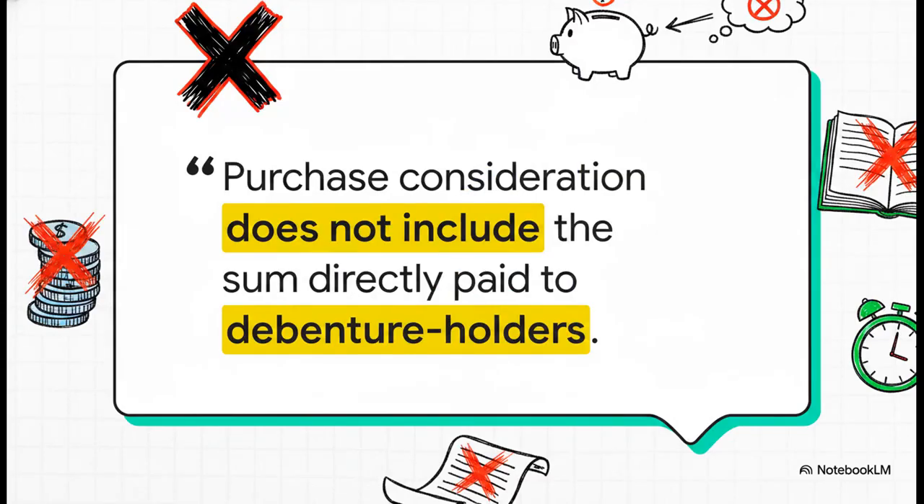Now listen closely, because here is a massive examiner trap. If you include debenture payouts in your purchase consideration calculation during the exam, you will lose marks instantly. Even if the transferee company agrees to take over and completely discharge the debentures of the transferor company, that payment is entirely outside the scope of purchase consideration under AS 14. Keep those creditor settlements totally separate, okay?